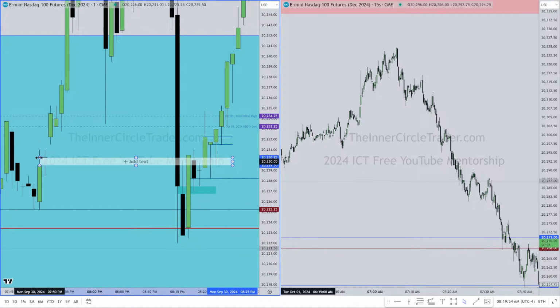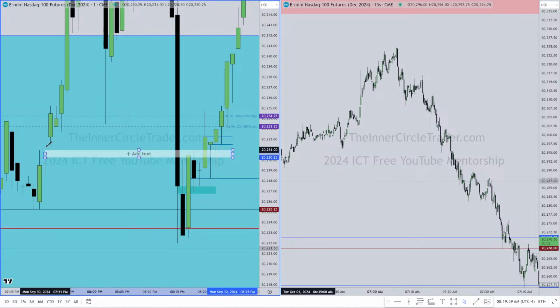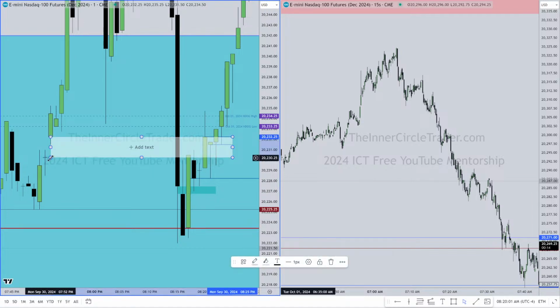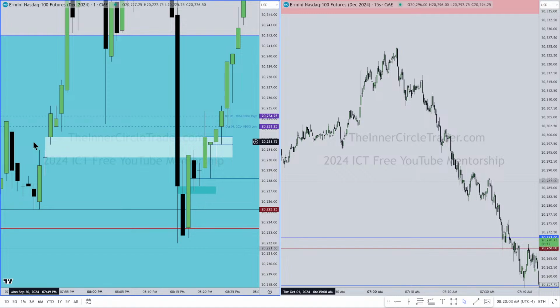Technical science. See that? Volume imbalance. And then the other one would be this. Yeah, how about that? That's a volume imbalance. But I'm teaching you to not even look at it like that. This is how you look at it for real.